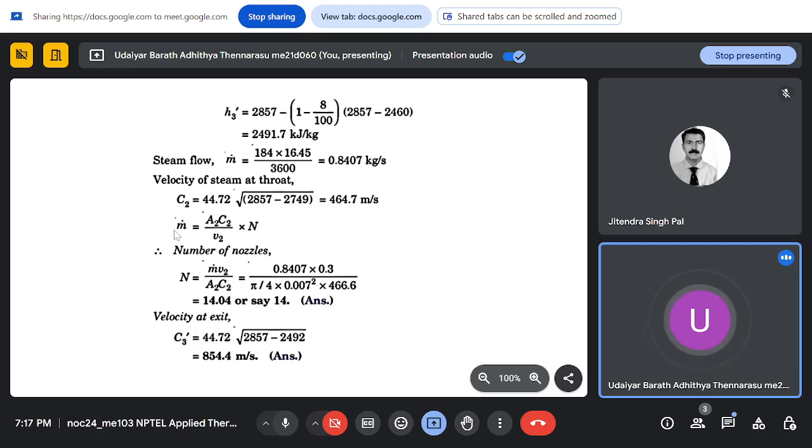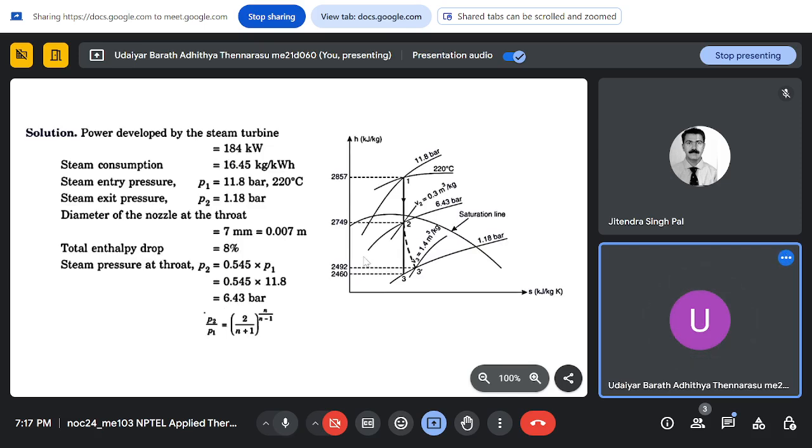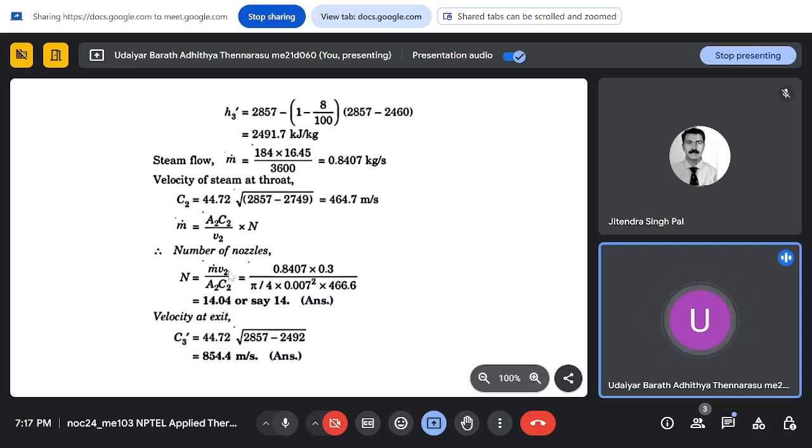So here m dot will be same, n we have already found out. So specific volume at exit will come out to be 1.4 meter cube per kg. So in this case we know at exit enthalpy, we know exit pressure, so we can estimate the entropy and specific volume. So it is 1.4 meter cube per kg. So substituting that here, we can find out the area at the exit of the nozzle. So from there we can find out the diameter, which is just 5/4 d square.